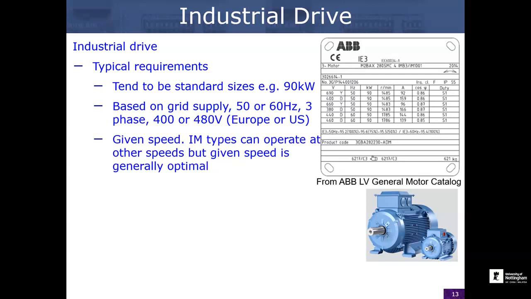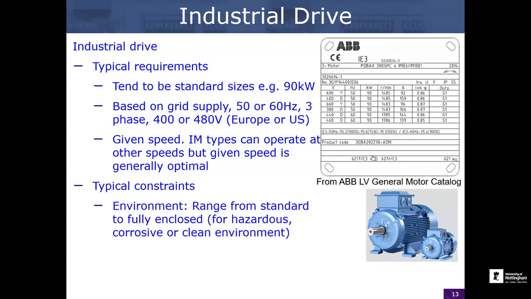They'll have a given operating speed. Induction machines can operate at all kinds of speeds, but they'll generally have a given speed which is their optimal performance range. The typical constraints we get are things like environment, which can range from standard environment to, as I said, fully enclosed for hazardous, corrosive, clean room type applications. They have very, very high efficiency standards. These are internationally mandated requirements for how efficient a machine has to be so that it's using as little energy as possible.